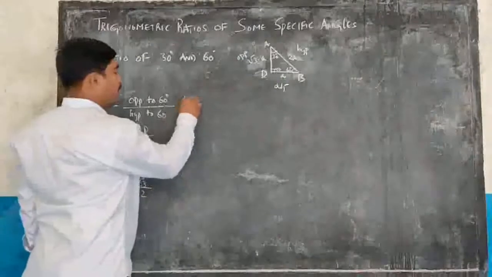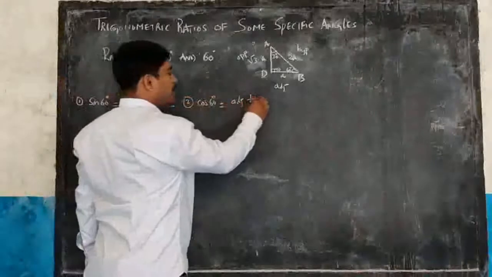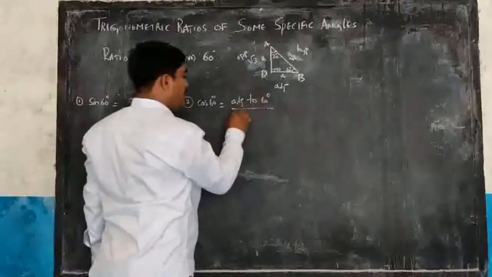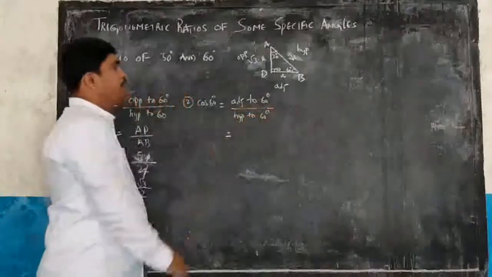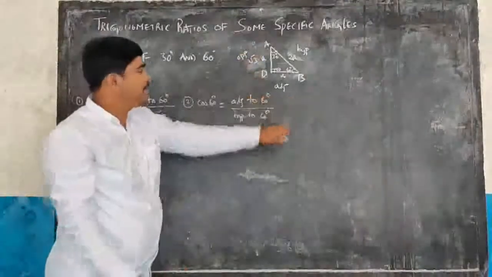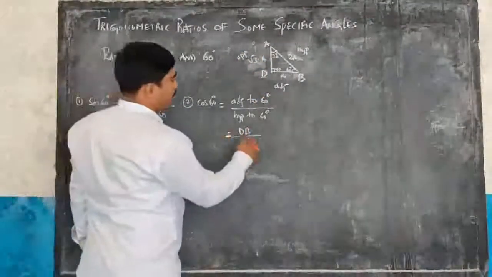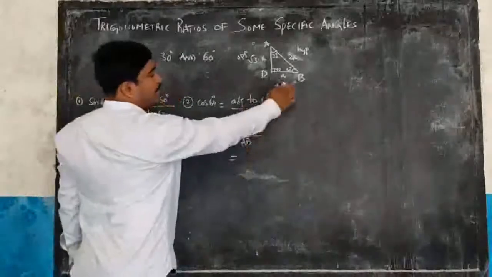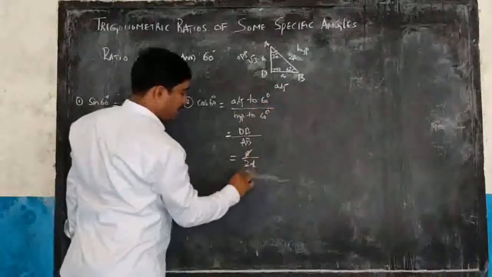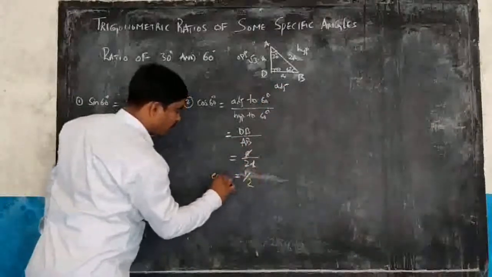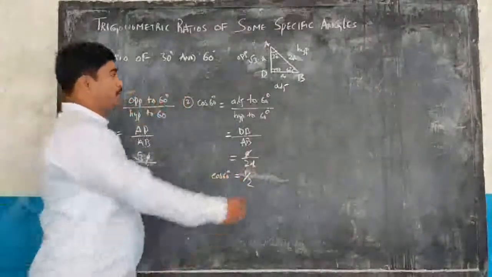Now we will go for the second one, cos 60 degrees. What is cos 60 degrees? It is adjacent to 60 degrees by hypotenuse to 60 degrees. The adjacent here is DB or BD by the hypotenuse AB. What is the value of DB from the figure? A by AB, which is 2A. Now A gets cancelled. We have found cos 60 as 1 by 2.